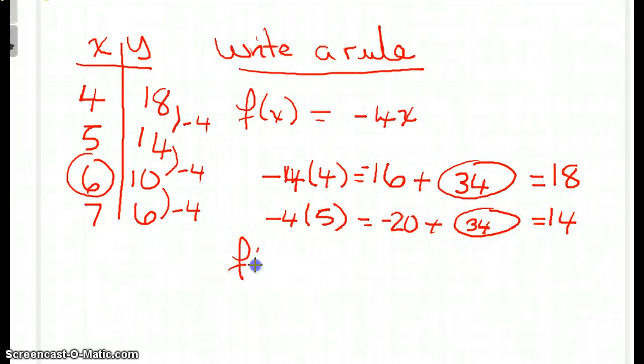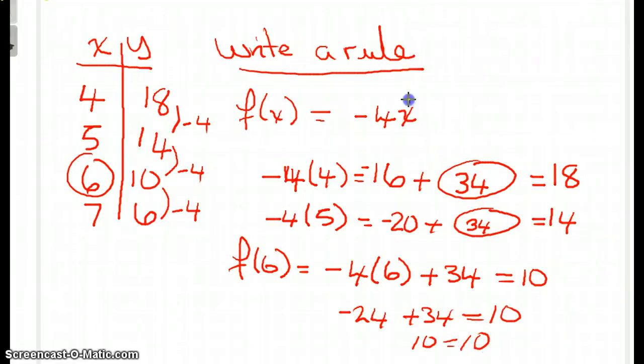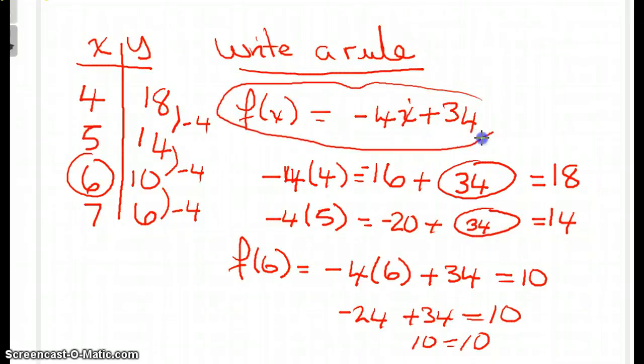So f of 6 is equal to -4 times 6 plus 34, and I hope that equals 10. So -24 plus 34 equals 10. 10 equals 10. And we'll have more practice. So my function is right here. But we'll have more practice with that tomorrow, but that's how you check. Obviously, you can do it the hard way with guess and check, but that's the easiest way.